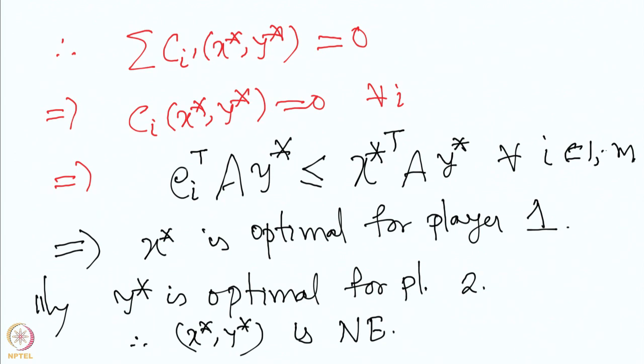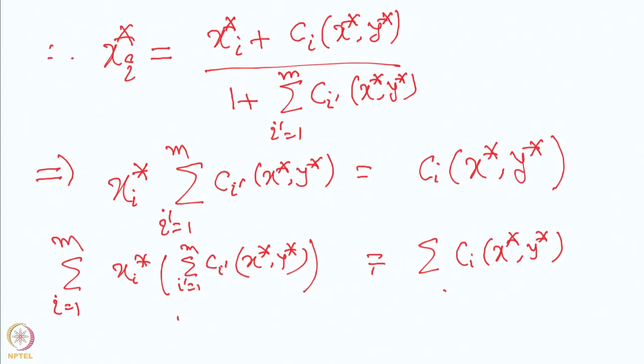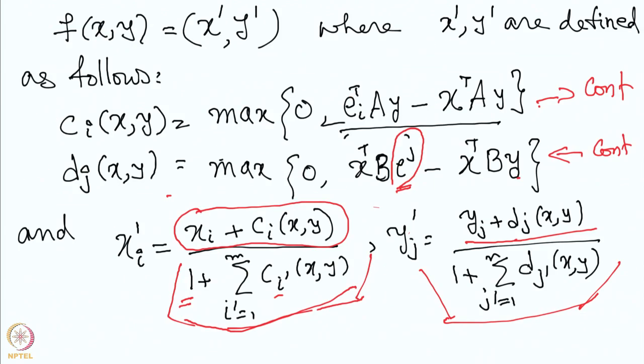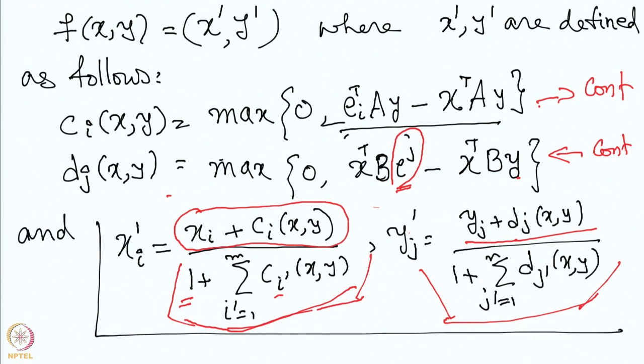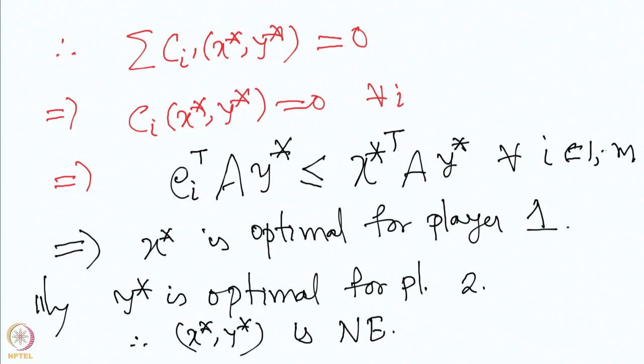Okay. So, this proof is again a simple proof which requires you to construct this specific function in this way, and then we show that this is a continuous function, and then this gives you a fixed point, and we have to finally show that this fixed point is indeed a Nash equilibrium. So, this proves the existence of a Nash equilibrium.